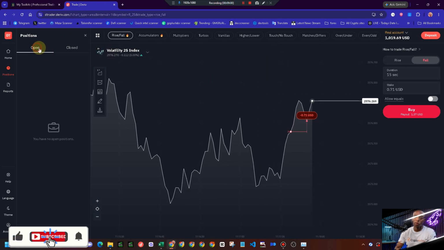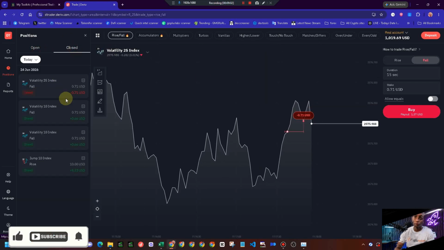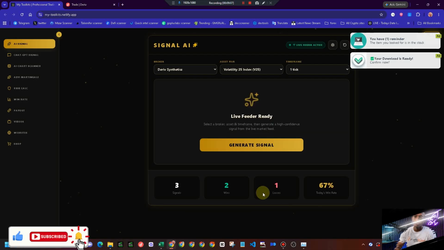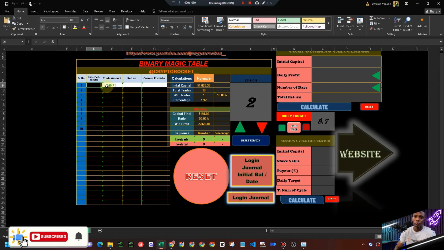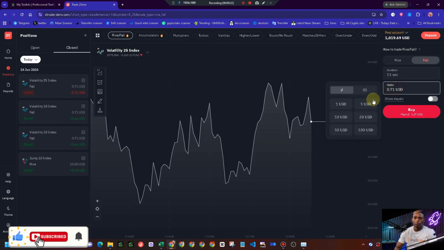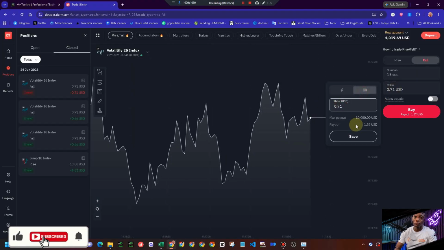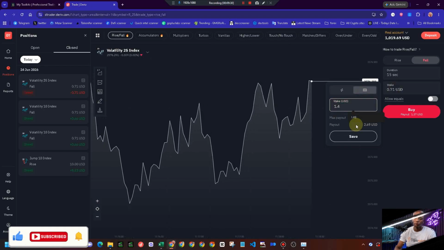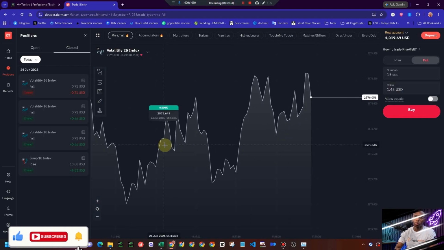So this is lost. We lost this. So if we go to here, we just click mark trade loss. So we have our first loss here, and here too we'll mark our first loss. So next trade is 1.48. So next trade will be 1.48. So that will be our next trade.